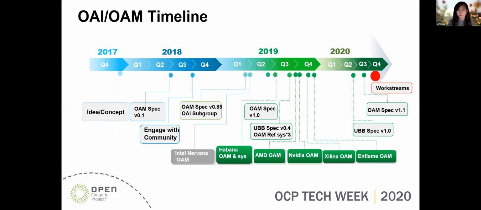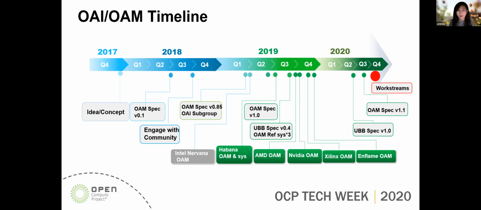So let's go through this timeline for the OAI OAM, back to the end of 2017. A lot of AI companies joined this field and designed AI-related accelerators and solutions. We felt we didn't have enough resources, and also we didn't want to build for every AI solution or hardware system. So we came up with this idea: why don't we define the module spec?